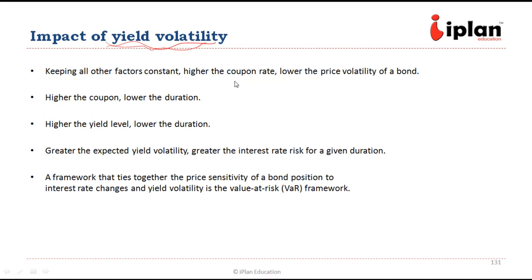So far, we were looking at the behavior of bond price with respect to a change in yield. But if the yield is very volatile, that is, changes are very frequent, that will have another impact on the bond price. So if we keep everything else constant, higher is the coupon rate, higher is the price volatility of the bond.